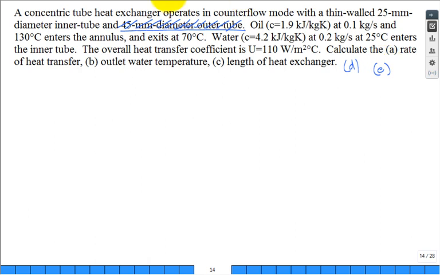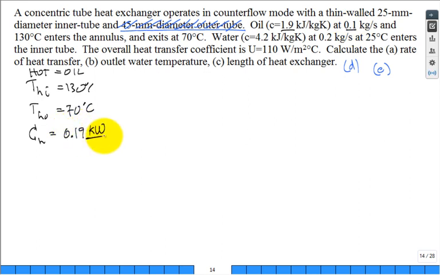Okay, so we have oil. If you want, we can start collecting some information. And we read about its mass flow rate, specific heat. It comes in at 130 and leaves at 70. Right away we say the temperature of the hot is the oil. Temperature hot in is 130 degrees C. Temperature hot out is 70 degrees C. And you have the heat capacity rate of the hot, which is the product of 1.9 times 0.1, 0.19 kilowatts per Kelvin. And then the cold fluid is water.